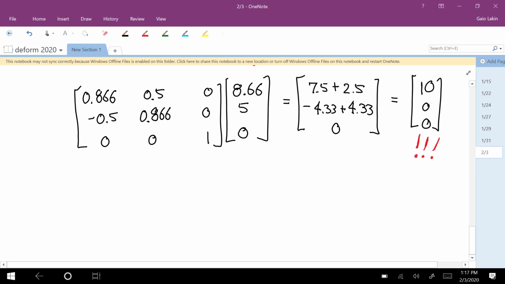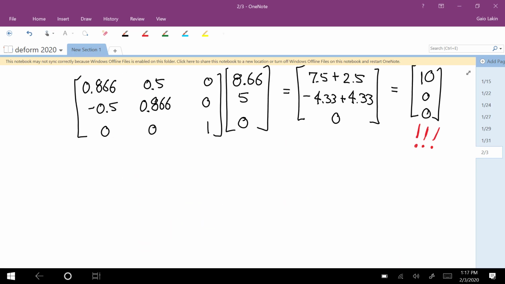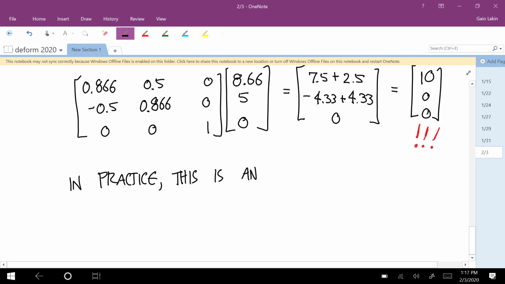Okay, so in practice, that's not the way we're going to think about it. We'll think about it in an easier way. So this is an easier way to think about rotation matrices.